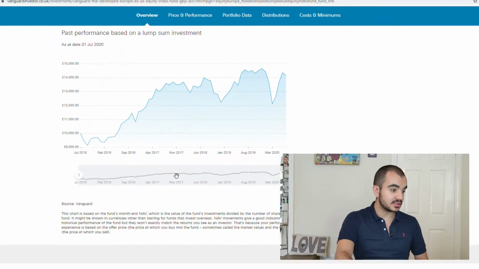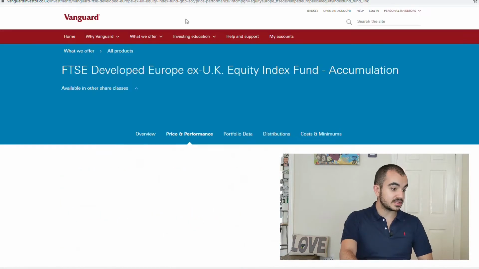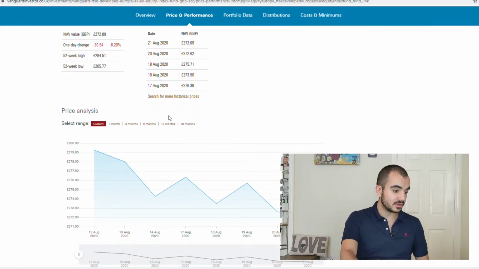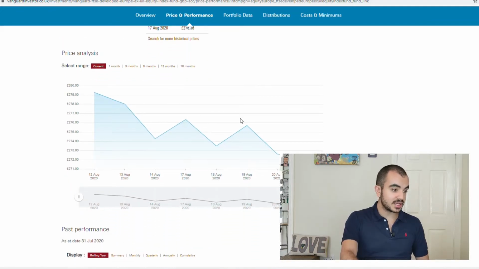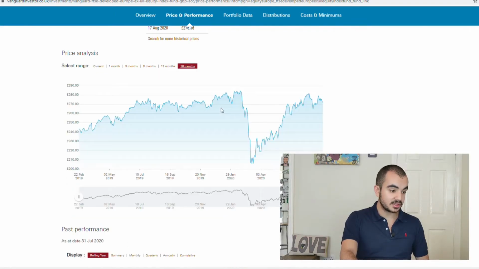And if we scroll down here, you can see past performance on a lump sum. This just gives you an indication that if you put a lump sum of £10,000 in July 2015, that money would be equal to £14,168.10 at this current date of July 2020. So let's go to price and performance. Here gives us an indication of the prices, which we've already gone over. This gives a visual representation over the current months. If we do over 18 months, you can see it's quite volatile in certain years.